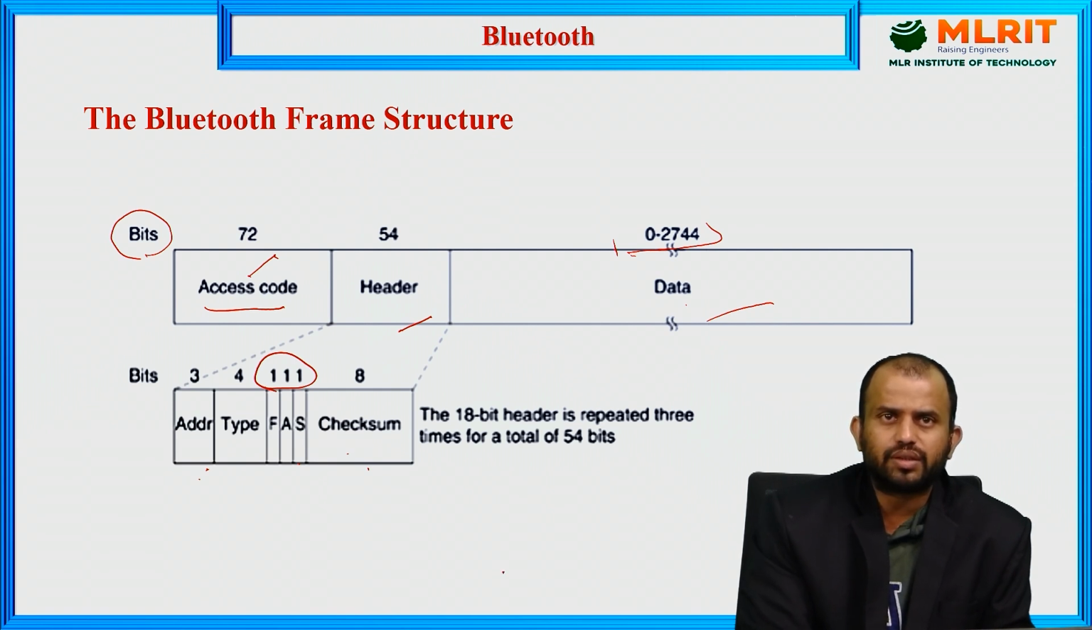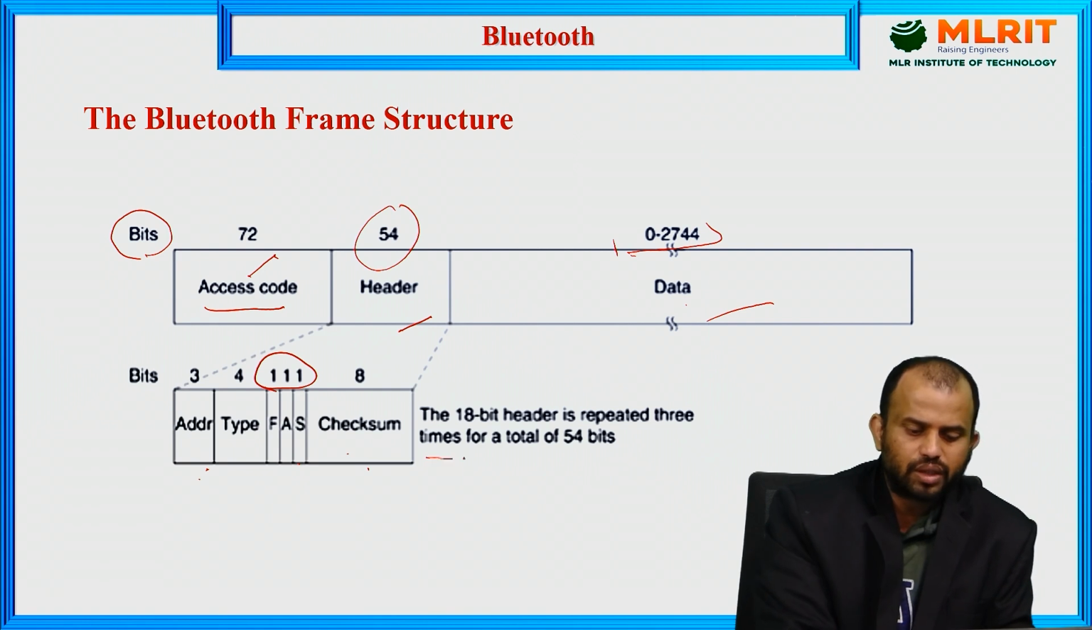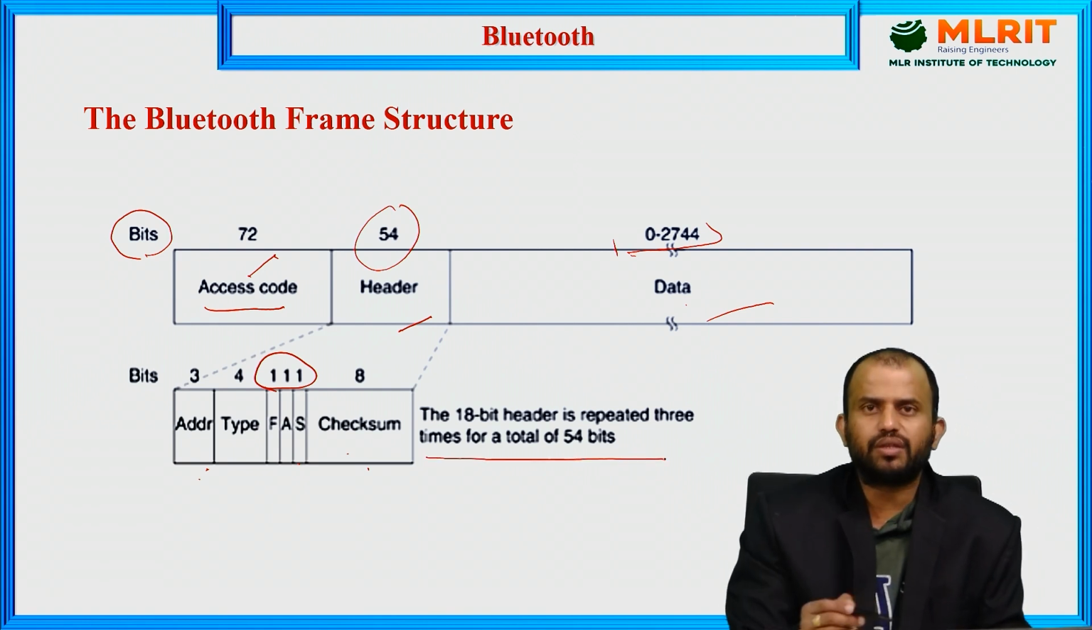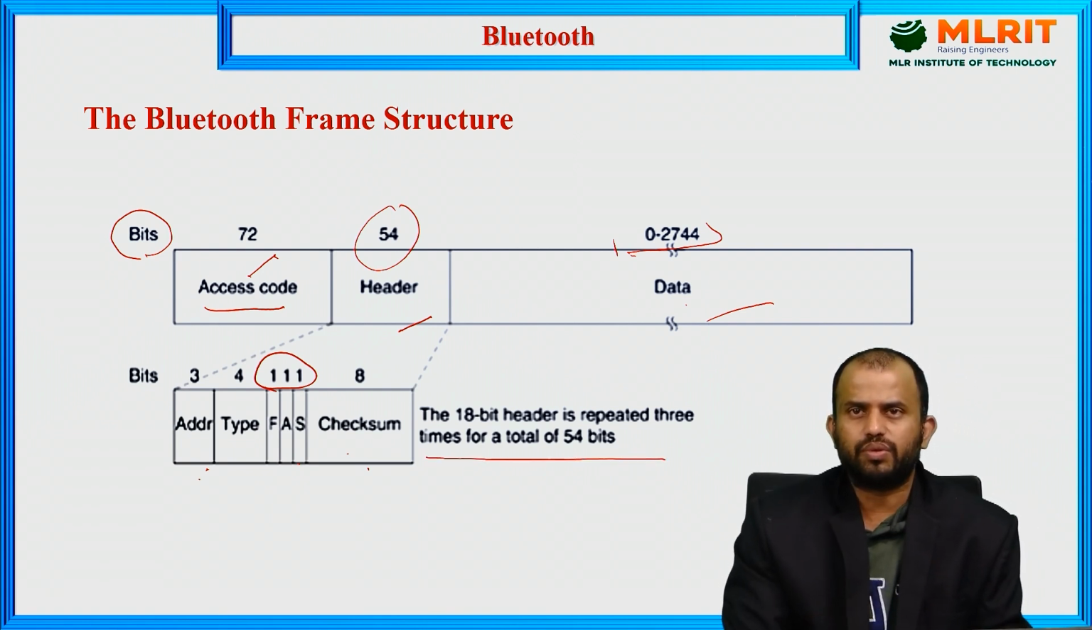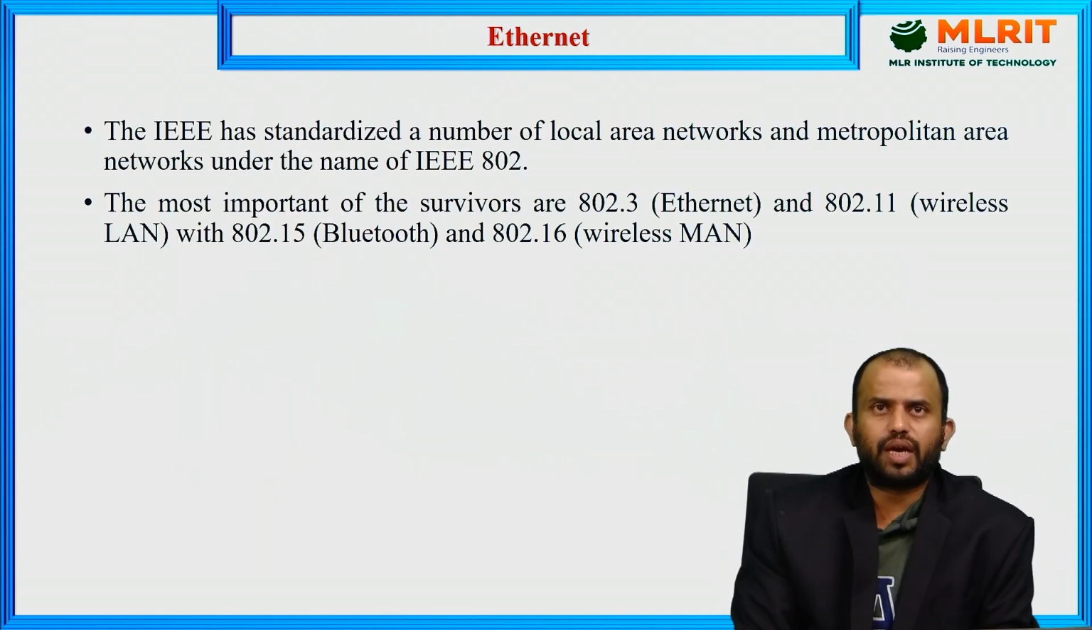So in this picture comes a frame with a length of 54. The overall length is an 18-byte header, which is repeated 3 times, giving a total value of 54 in size. And next, we are discussing Ethernet communication.